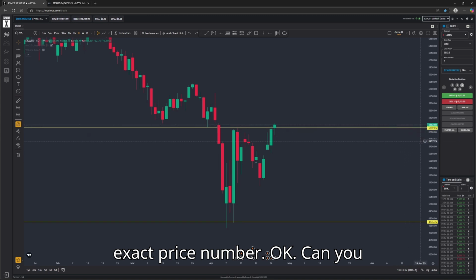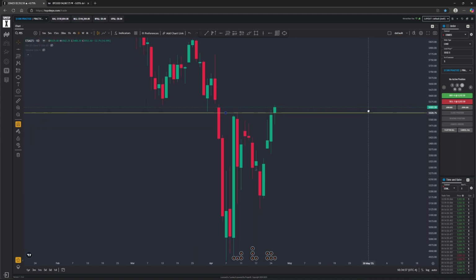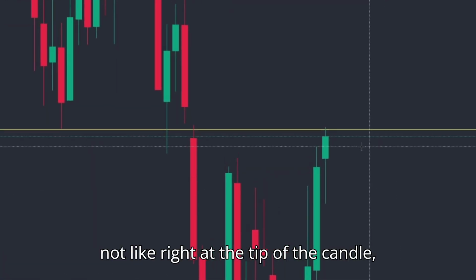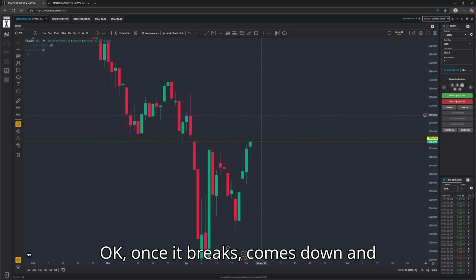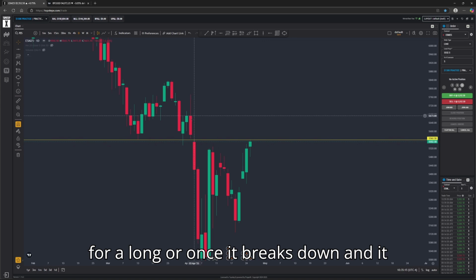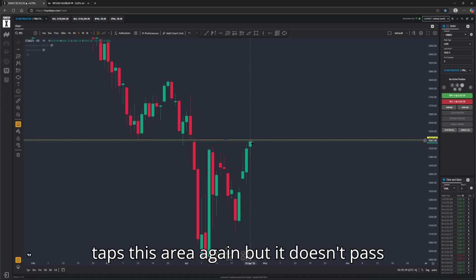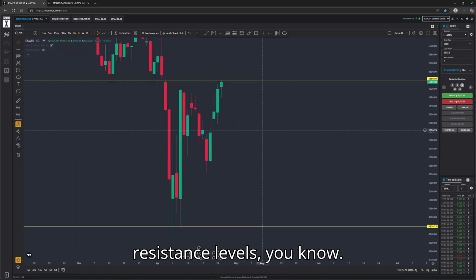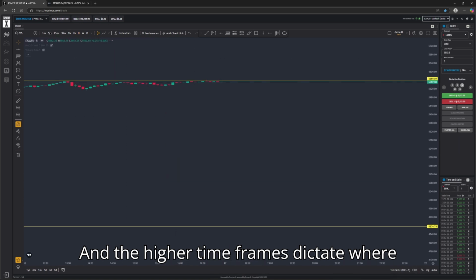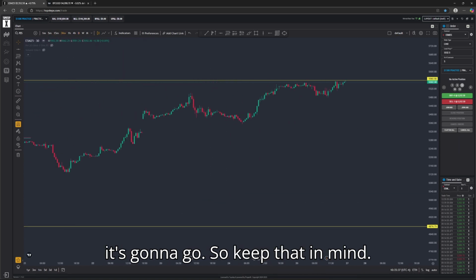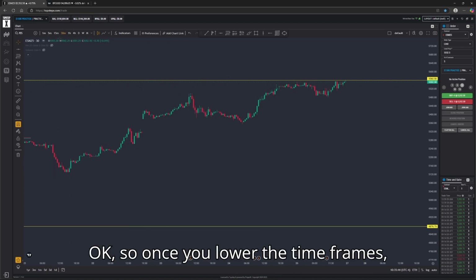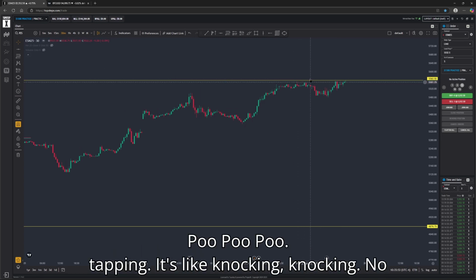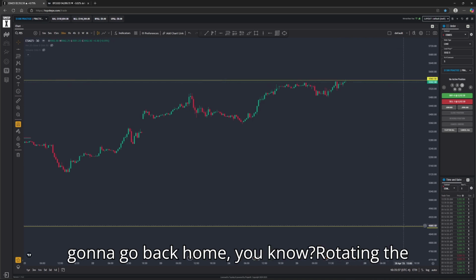Can you put an exact price number? Say you predict support resistance here. It's not right at the tip of the candle, but you say, once it breaks, comes down and touches this area again, I'm going to look for a long. Or once it breaks down and taps this area again but doesn't pass it, I'm going to look for a short. That's how you can use the support and resistance levels, and the higher time frames dictate where it's going to go, so keep that in mind. Once you lower the time frames, you can see it's not going up again because it's tapping, tapping, tapping. It's like knocking, knocking, no one's there, so I'm going to go back home.